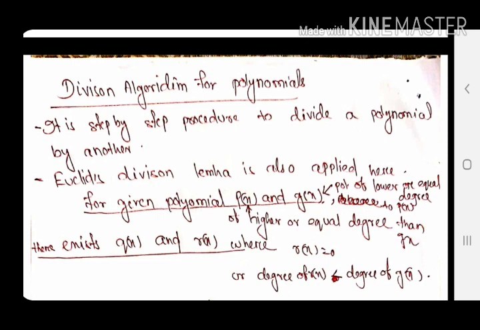So in simplified way, p(x) and g(x) are two polynomials, p(x) is the dividend, g(x) is the divisor. There is a quotient and there is also a remainder. The degree of p(x) is greater than that of the divisor, and the degree of the remainder is less than that of the divisor. Also the remainder may be 0.